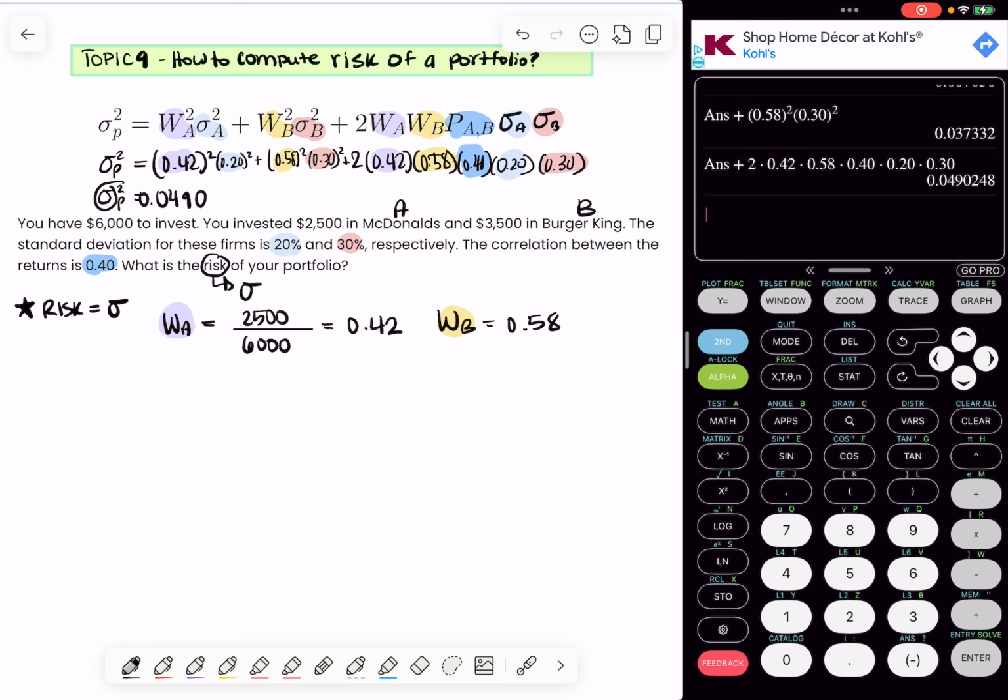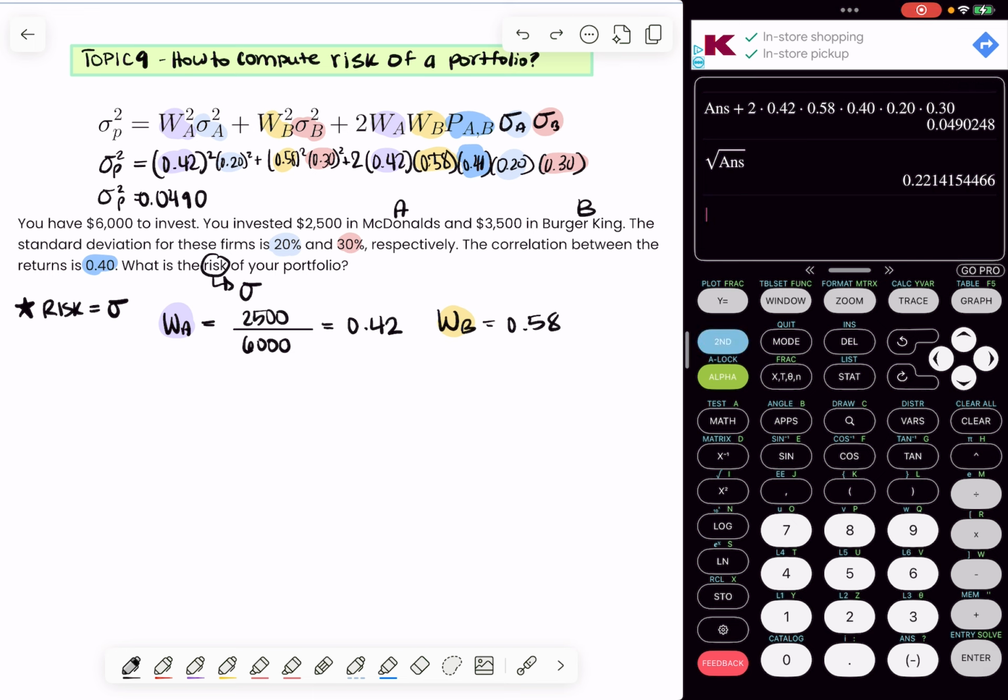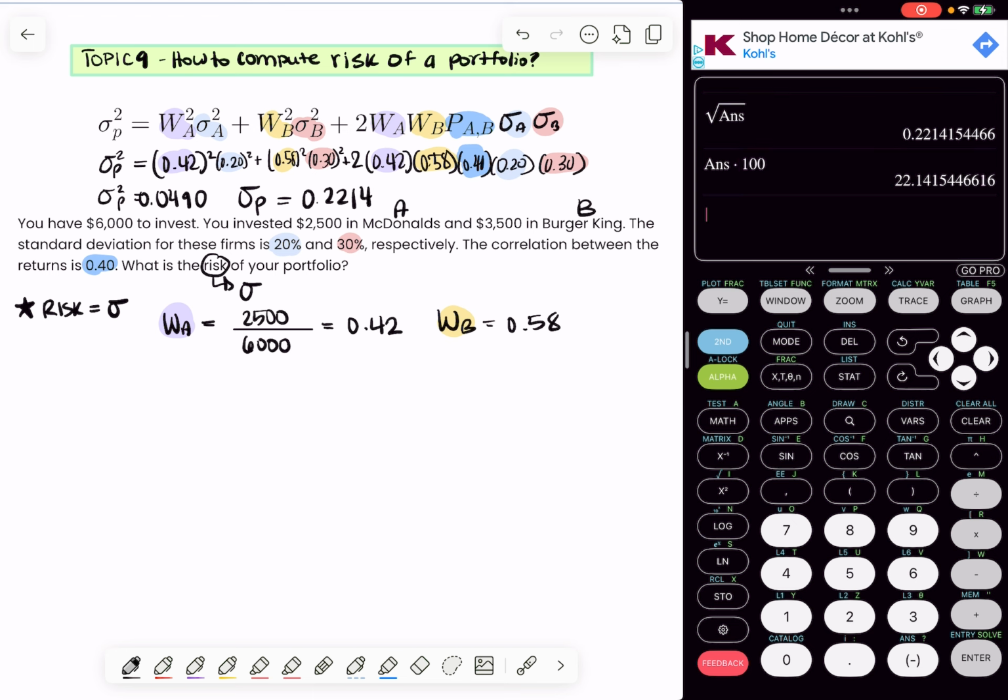Here I have standard deviation squared, so it's variance. I don't want that. So to get rid of that square, I'm just going to square root this. So square root of that, let's do second square root, second answer, enter. I get that the standard deviation for my portfolio is equal to 0.2214. If I multiply by 100, I can say that the risk of this portfolio is 22.14%. That's how risky this portfolio is.